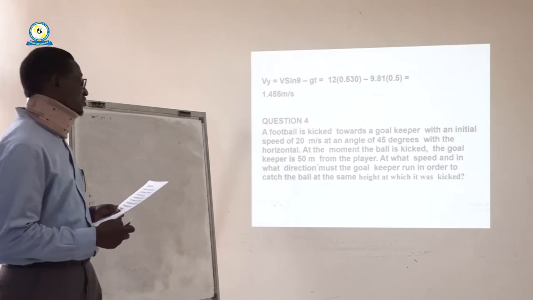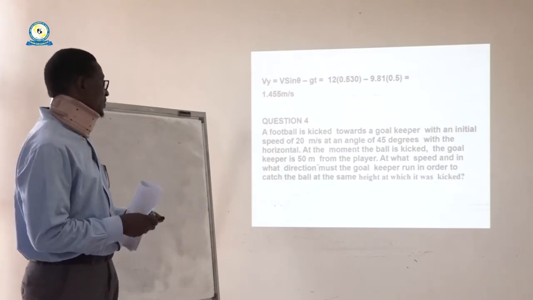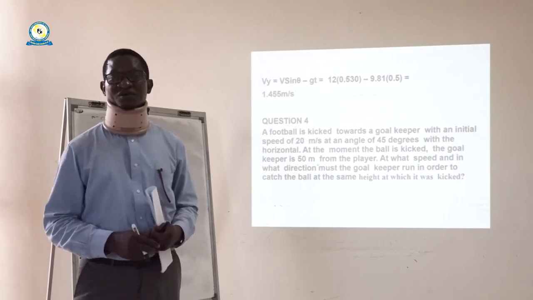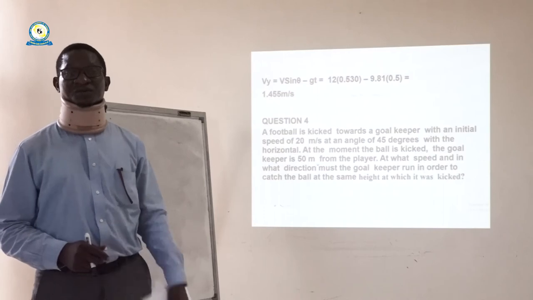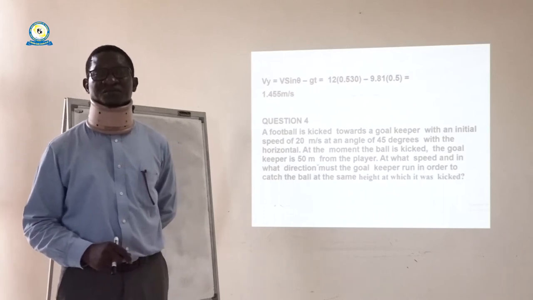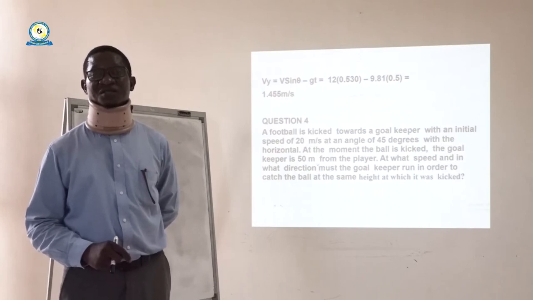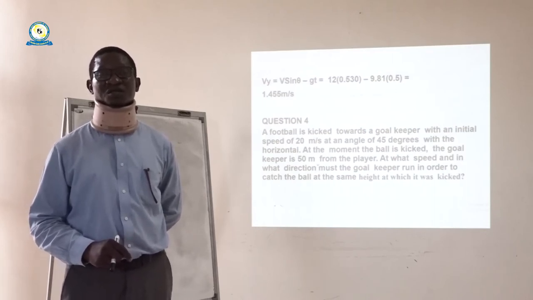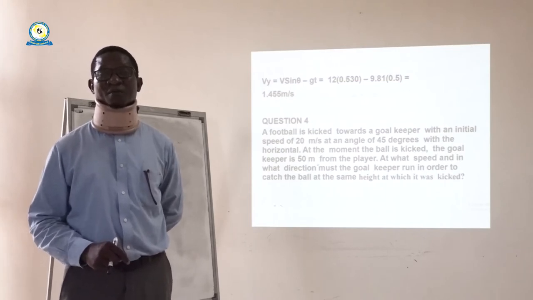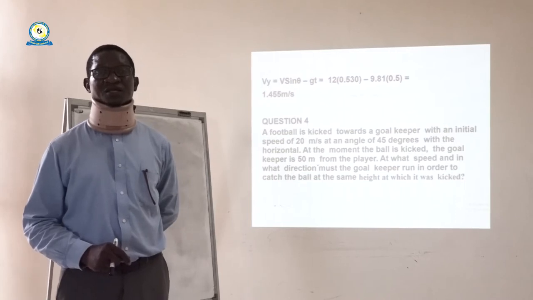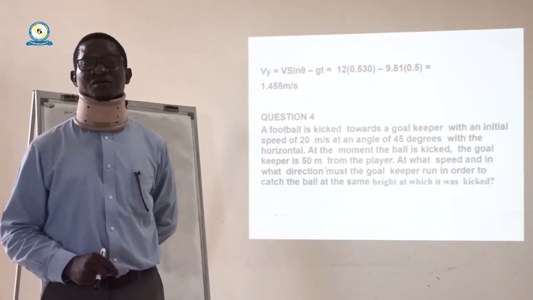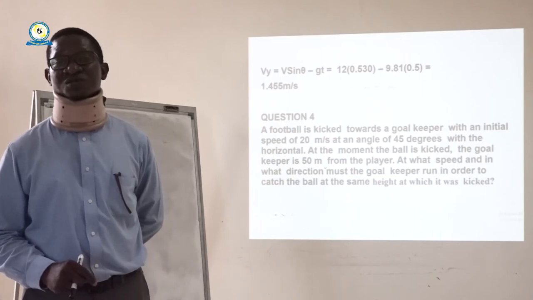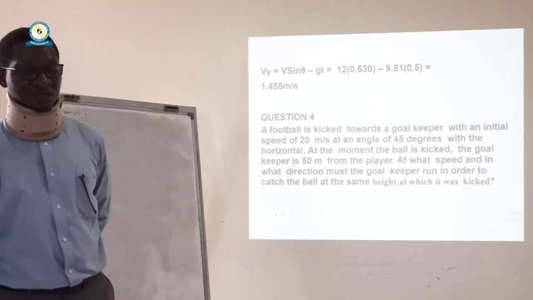The last one is this one. It has got some trick. A ball is kicked towards a goalkeeper with an initial speed of 20 meters per second at an angle of 45 degrees with the horizontal. At the moment the ball is kicked, the goalkeeper is 50 meters from the player. At what speed and in what direction must the goalkeeper run in order to catch the ball at the same height at which it was kicked? It's a very tricky question.